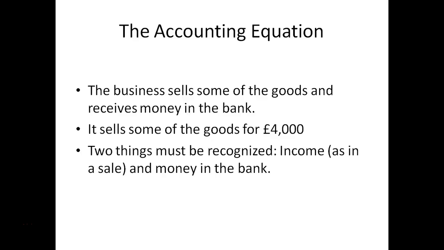So for example, here we are. The business sells some of the goods that it bought, and it sold the goods for 4 grand. We don't cancel out the expense. We recognize a separate and new transaction recognizing the I of the income. So here we are. Two things must be recognized: income as a sale and money in the bank, because on this occasion, they do receive money for the goods that have been sold.